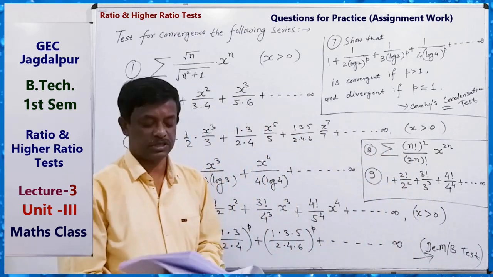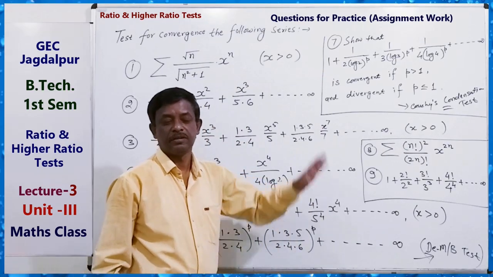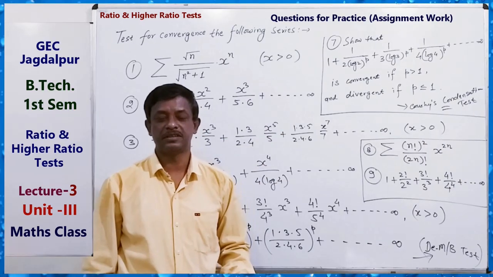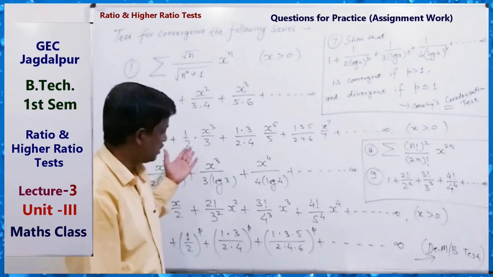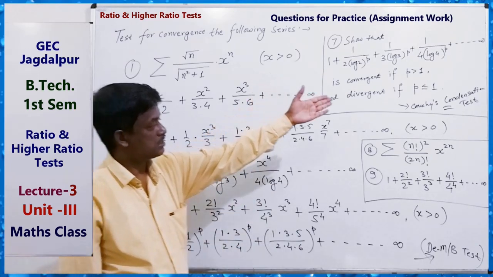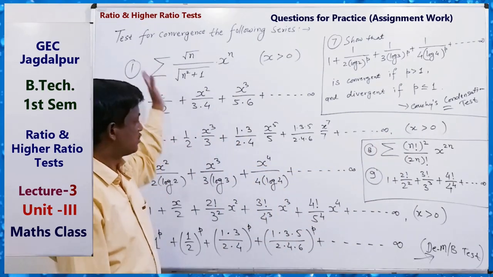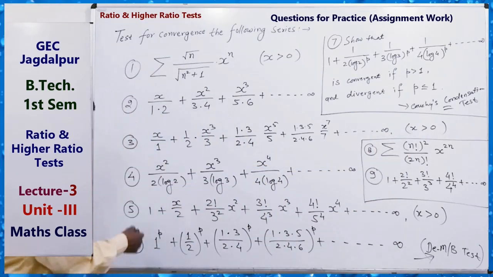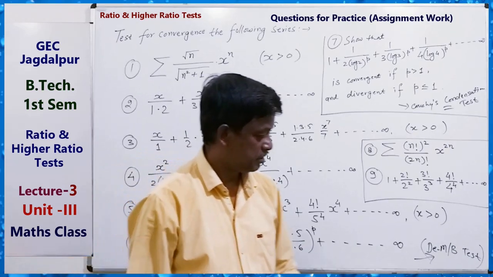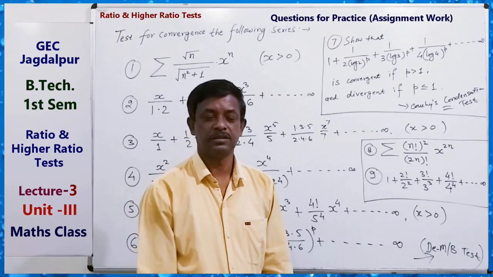So these are the 9 questions. You have to solve them in your copy by using any of the tests: ratio test, reverse test, logarithmic test, Gauss test, Bertrand test, condensation test. You can use any of them. Just solve these 9 questions, and try to practice some more questions.